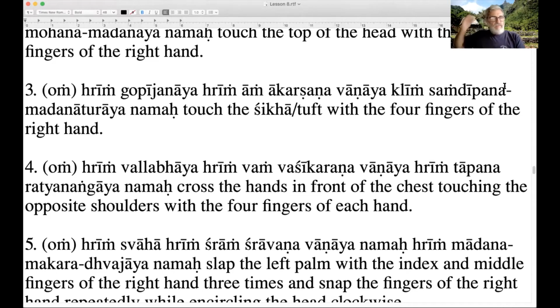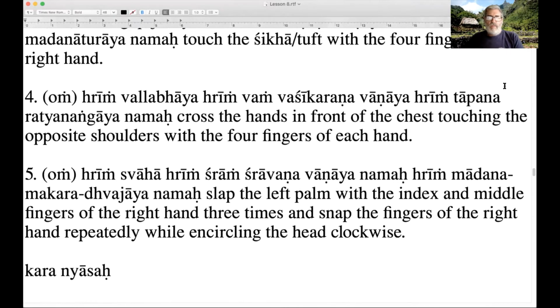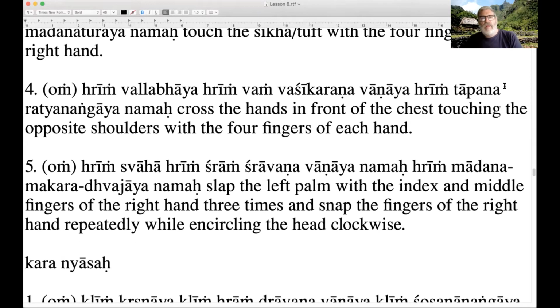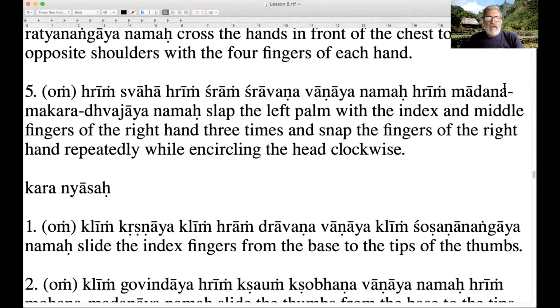Touch the shika with the four fingers of the right hand. Om Hrim Malabhaya Hrim Vam Vasikarana Vanaya Hrim Tapana Ratnyanangaya Namaha. Cross the hands in front of the chest, touching the opposite shoulders, right? With the four fingers of each hand. Om Hrim Swaha, Hrim Shram Shravana Vanaya Namaha, Hrim Mandana Makaradvajaya Namaha.